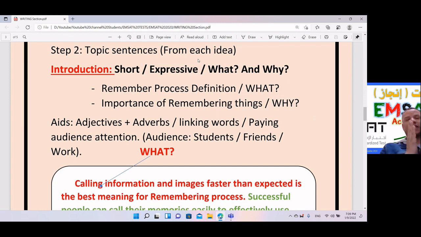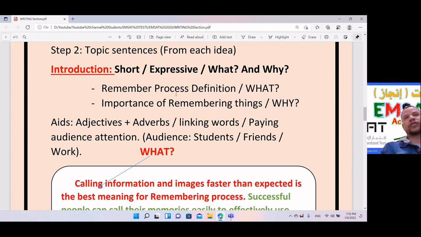A topic sentence means a subject, a verb, an object. But you have to put some adjectives and adverbs. Look at here. The first paragraph is the introduction. It should be short, about 3 lines, no more, or 4 lines, but not 7 lines. You have to be expressive. You have to mention adjectives and adverbs to be expressive. You have to answer the questions what and why. This is the golden strategy you have to use. Answer the questions what and why about the introduction.